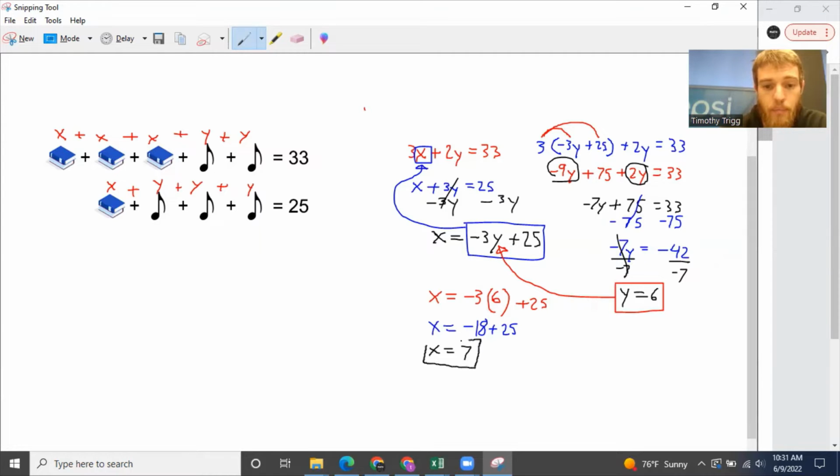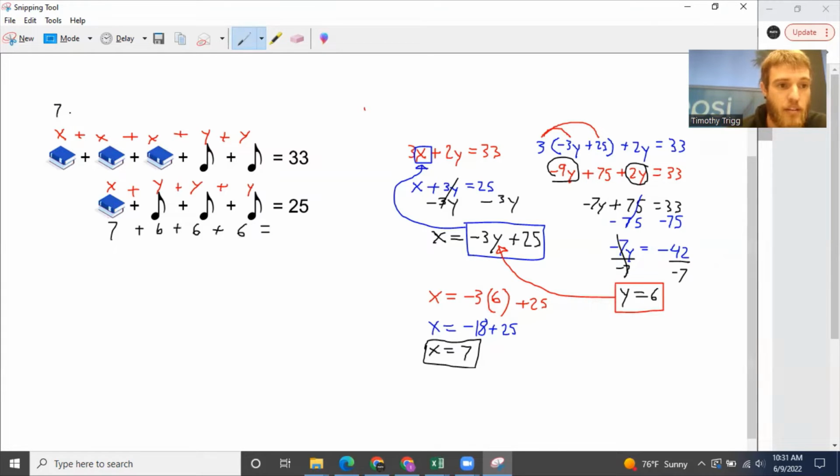So x is 7, so the pile of books is a 7, and each of the music notes is a 6. And you could check to see it's true, right? I could see that 7 plus 6 plus 6 plus 6. Well, that does give me 25, doesn't it? You could check. Similarly, in the top equation, it also works.